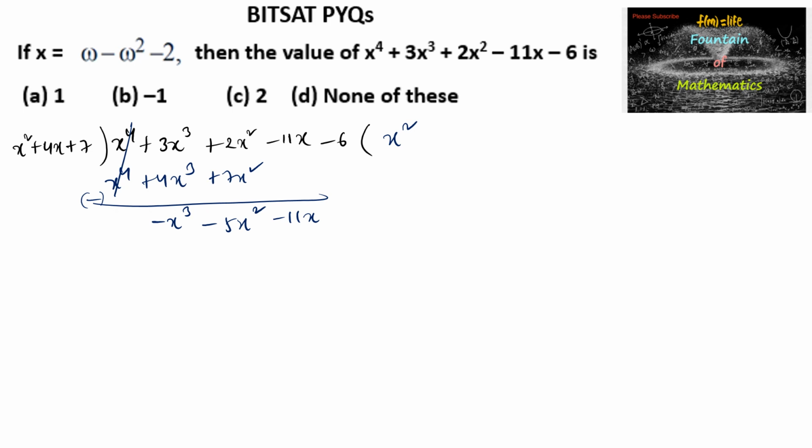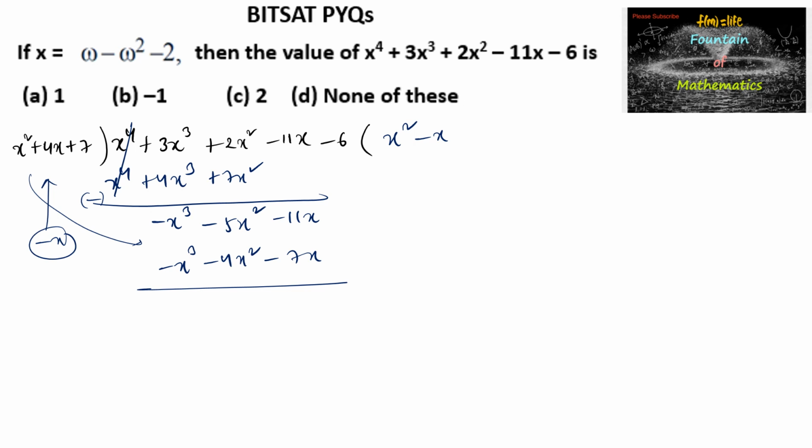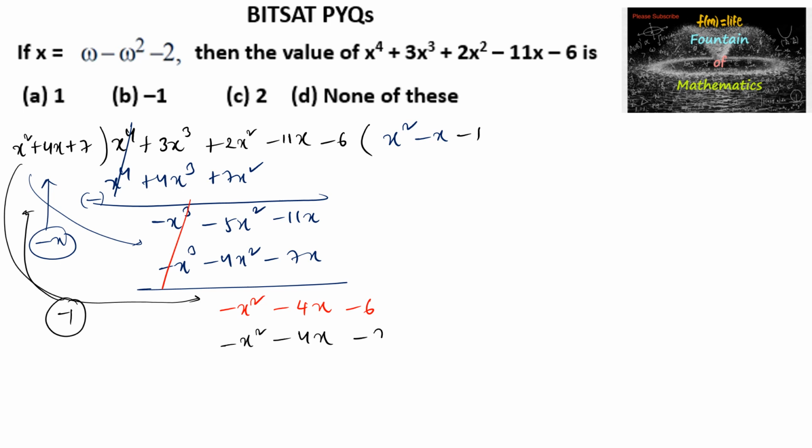Now x square times minus x gives minus x cube, so let us take minus x. Minus x is multiplied: minus x power 3, minus 4x square and minus 7x. So we get minus 5 plus 4 is negative x square, minus 11 plus 7 is minus 4x, and again minus 6. Now x square times minus 1 gives negative x square, so let us take minus 1 here. Minus 1 is multiplied: minus x square, minus 4x and minus 7.